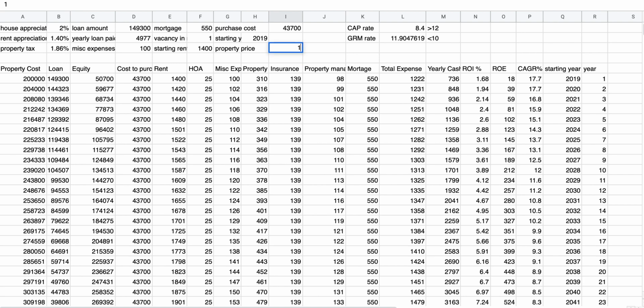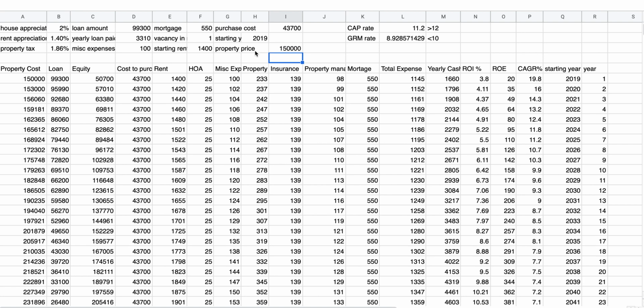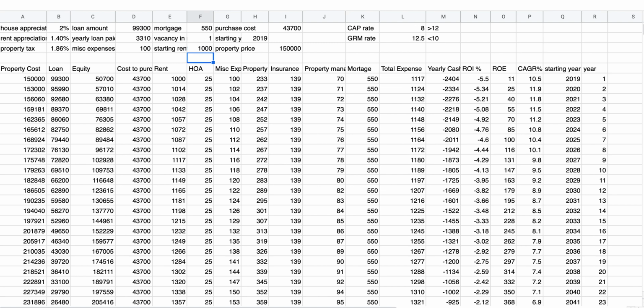So let's take an example. The property is $150,000 and I expect a rent of around $1,000. And I expect that vacancy is going to be 1 month a year, or maybe let's say 0 months a year. Let's take the best case scenario. I'll at least get $1,000. I'll have zero vacancy. I'll get a $500 mortgage.